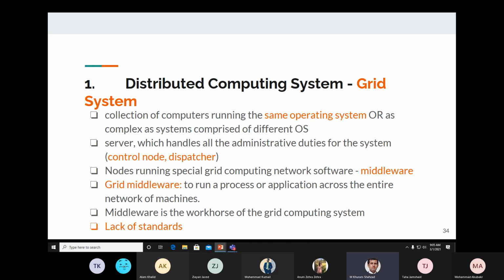So an example of a middleware operating system is the Java Virtual Machine. By installing that middleware, you can run your applications in a distributed way on any operating system or hardware. Middleware is the workhorse of a grid computing system. Currently, grid computing systems lack standards. Therefore, we need to have a middleware operating system.